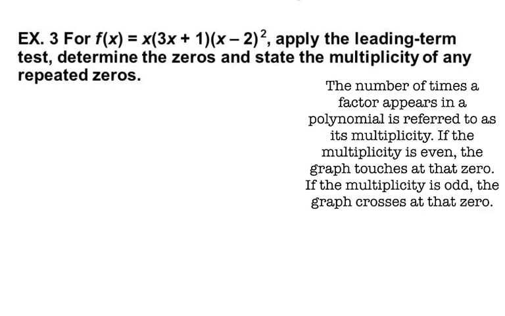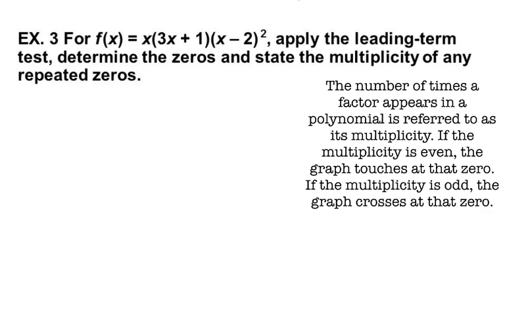If the multiplicity is even, the graph touches at that 0. If the multiplicity is odd, the graph crosses at that 0. So how many times a term is listed or a factor is listed when it's all factored out determines what's actually happening at that point, if it's crossing or touching the x-axis. So we're going to look at each of the factors and talk about the multiplicity and what it's doing there.